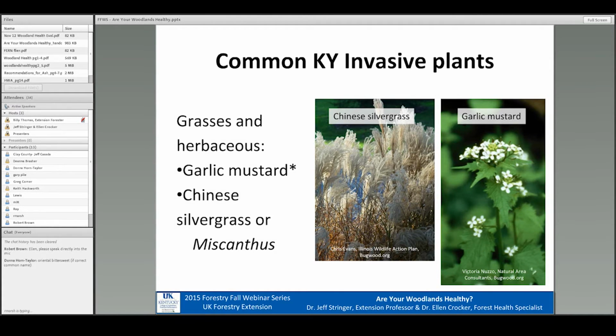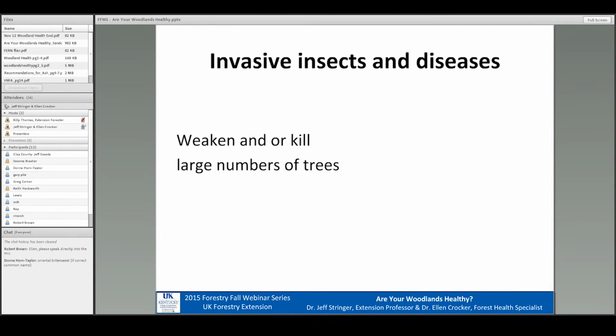Next, I want to talk about some of the invasive insects and diseases. For the most part, these are problematic because they weaken or kill large numbers of trees. Jeff mentioned earlier that individual tree death is a perfectly natural part of woodlands, especially if you're going for an old growth woodland. You're going to have dead and dying trees. It's a natural part of their life cycles.